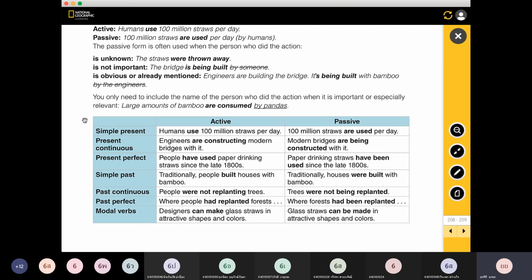So we can use it in the simple present, present continuous, present perfect, simple past, past continuous, past perfect, and we can use the passive form with the modal verbs here as well.